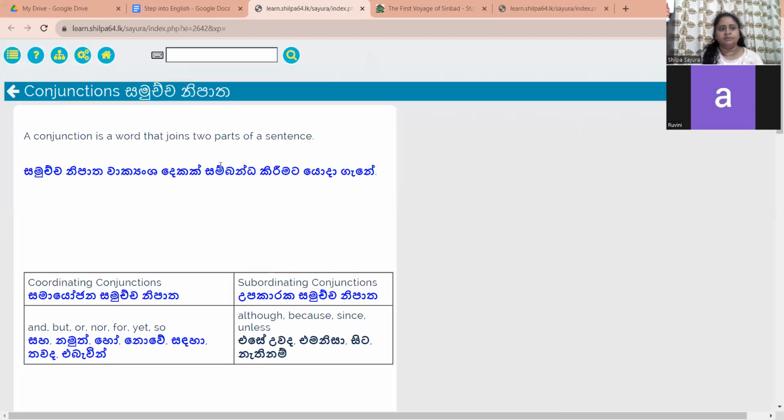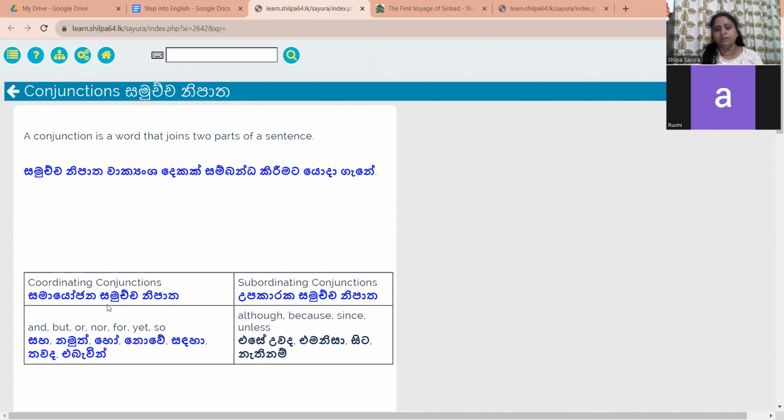A conjunction is a word that joins two parts of a sentence. So what are these two parts? It can be two sentences, or it can be one sentence and a set of words, which we call a clause or a phrase. There are two types: coordinating and subordinating conjunctions.